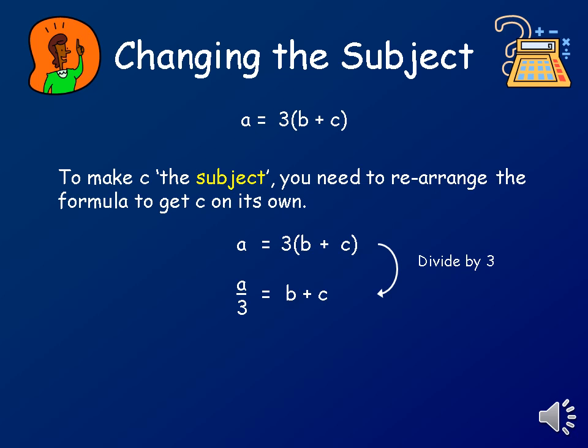Remember, we are making c the subject, so as it is now we need to get rid of the b, so we are going to take b away, and of course we must do the same on the other side. Okay, so that's how it's expressed there, and we have c on its own. So c equals a divided by 3 minus b. Okay, let's do another one.